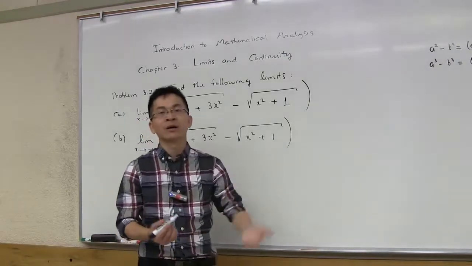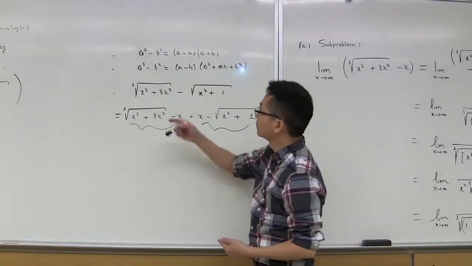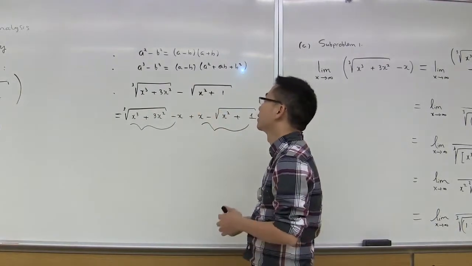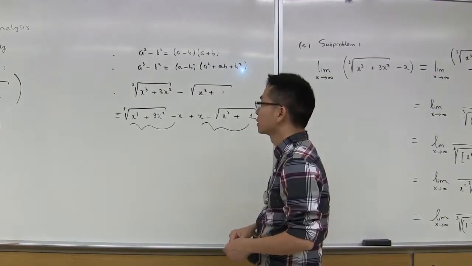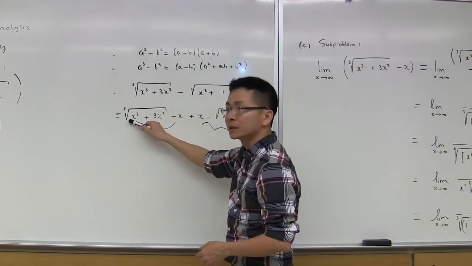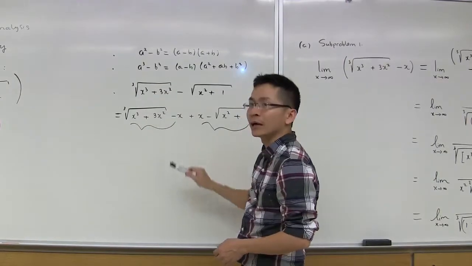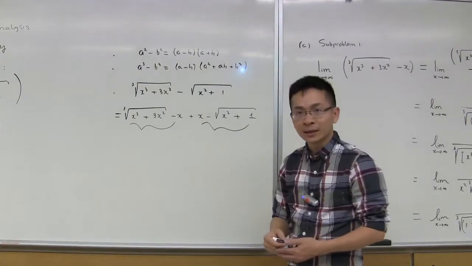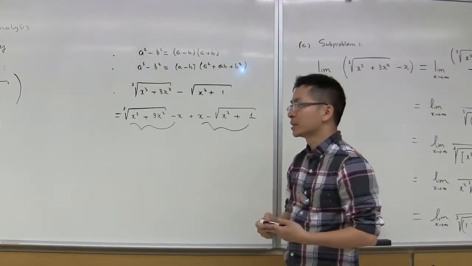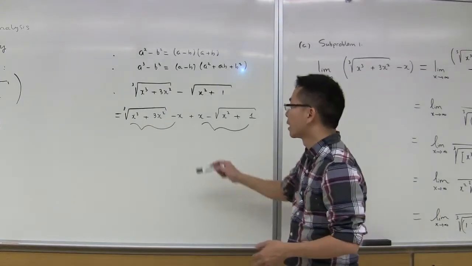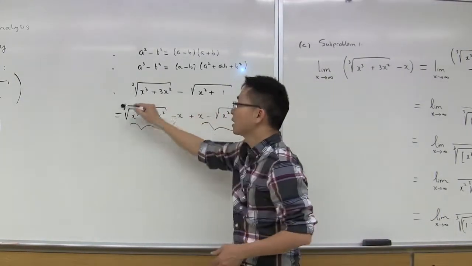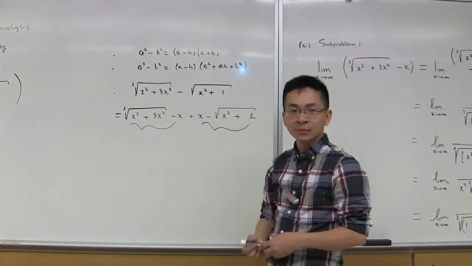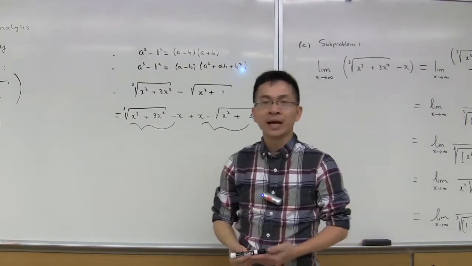Now observe that the cube root of x to the third plus 3x squared minus the square root of x squared plus 1 can be written as follows. This is equal to the cube root of x to the third plus 3x squared minus x, plus x minus the square root of x squared plus 1. So in order to compute the limit of the function under consideration, we are going to compute the limit of this function as x approaches infinity, and then we compute the limit of this function as x approaches infinity, and then we only need to add them together.